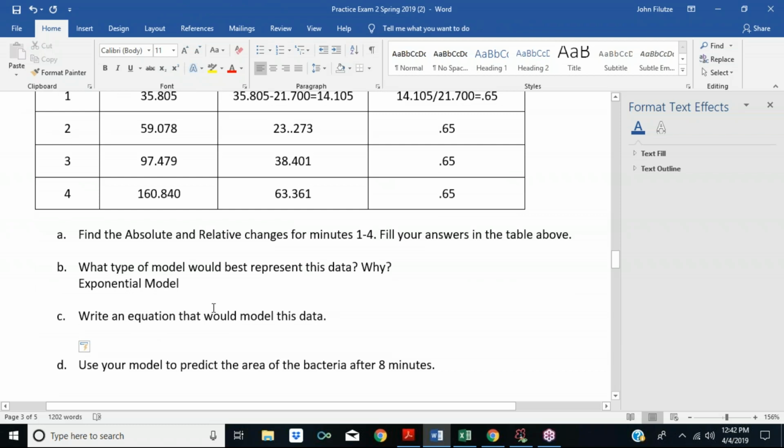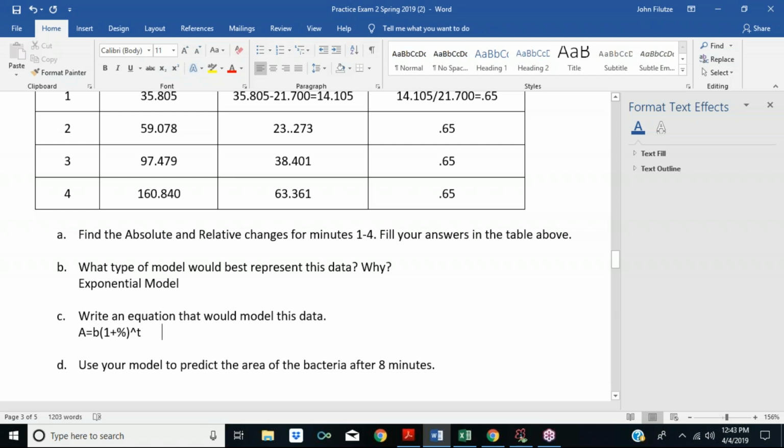So the equation was the amount equals the starting amount, I'm just going to call it B, times 1 plus the percent, and it could be plus or minus, right? If it's 0.65, it's a positive. If it were negative 0.65, it would be 1 minus that. And then it's to the time power.